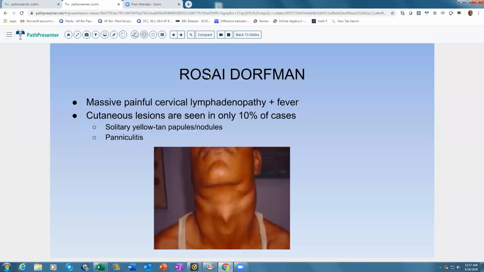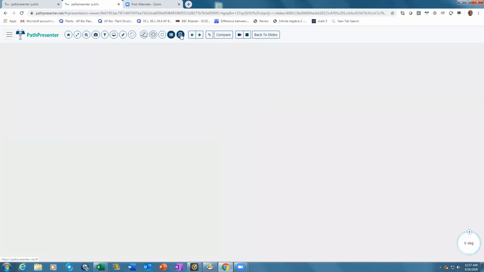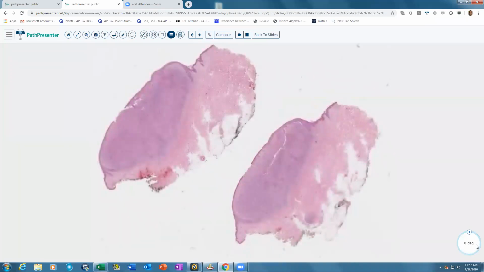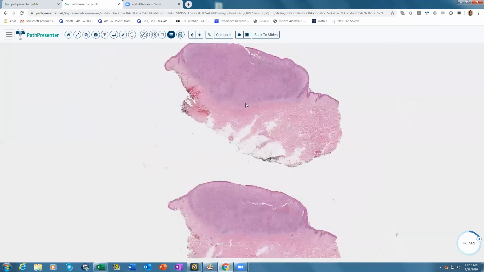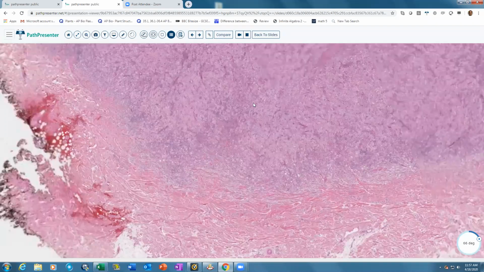The other diagnosis is Rosai-Dorfman, that can also present with these xanthomatous cells. The cutaneous lesions are seen in 10% of cases, and they present with solitary yellow tan papules and sometimes with panniculitis. Histologically, what we see is again these xanthomatous macrophages that you see here forming a big nodule.